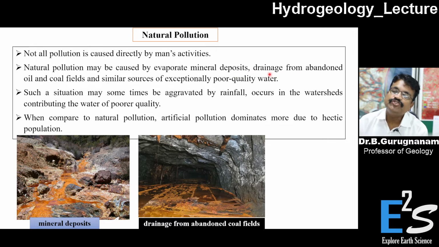In every place, drainage from abandoned oil and coal fields and similar sources gives exceptionally poor quality water. Such a situation may sometimes be aggravated by rainfall. When there is a huge rain, this automatically gets diluted and occurs in the watersheds, contributing water of poorer quality. When compared to natural pollution, artificial pollution dominates nowadays due to hectic population growth and water use.